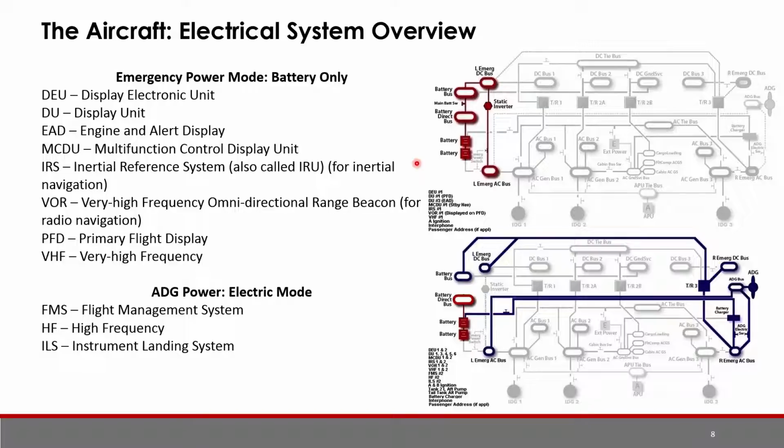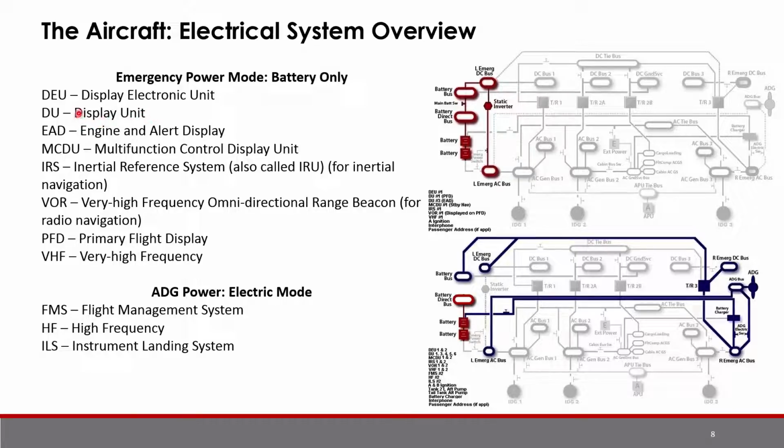Now, in emergency mode, this electrical diagram changes a little bit. In emergency power mode, when you only have the battery running, you have the batteries connected to the battery buses, the DC bus and the emergency AC bus, which are the systems that can be powered by the battery-only mode. They're listed right here, but I decided to blow them up because that's kind of hard to read. The display electronic unit and the display unit.